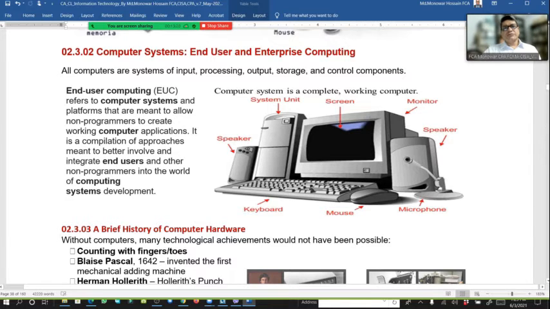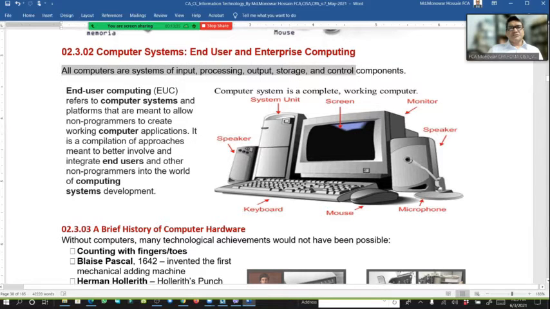Computer systems: we can talk about end user and enterprise computing. All computers are systems of input, processing, output, storage, and control components. End user computing refers to computer systems and platforms that are meant to allow non-programmers to create working computer applications. We are also the end users. It is an approach meant to better involve and integrate the user.